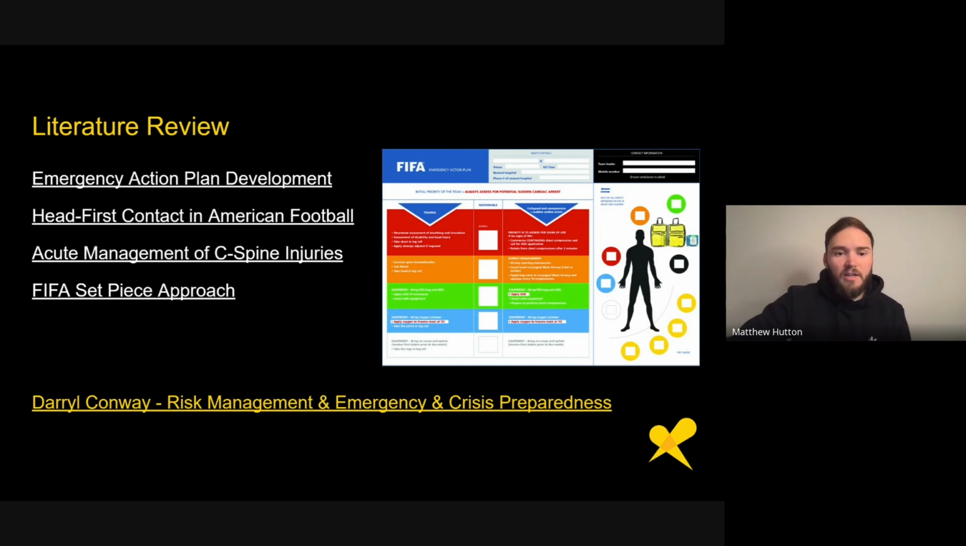Next is head-first contact and what those injuries result in, particularly in American football. Then acute management care of C-spine injuries, which is in alignment with the head-first contact injury rates in American football. And the last one is the FIFA set piece. This is a newer approach, but practicing the EAP, assigning roles and making sure that everything is clear, so that if an emergency happens, everything is smooth, and hopefully you get good outcomes because of it.